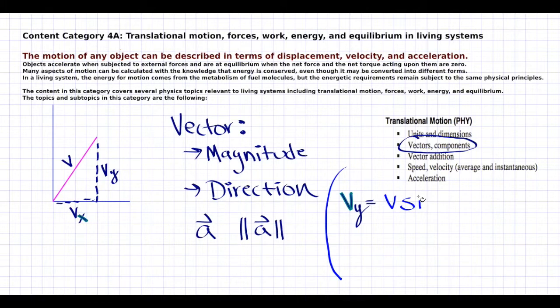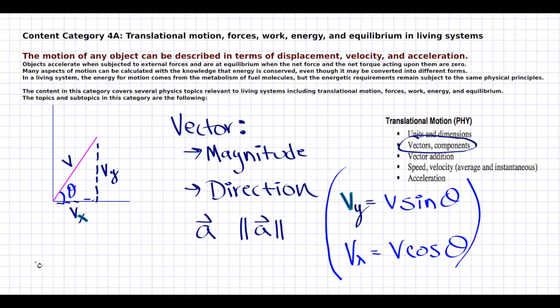Vy is V sine theta. And then Vx is going to be V cosine theta. Very cool. So you have to define the theta, and the theta is the elevation off of the x-axis, and you just use SOHCAHTOA. Sine is opposite over hypotenuse, cosine is adjacent over hypotenuse.